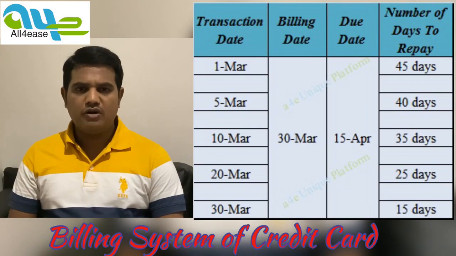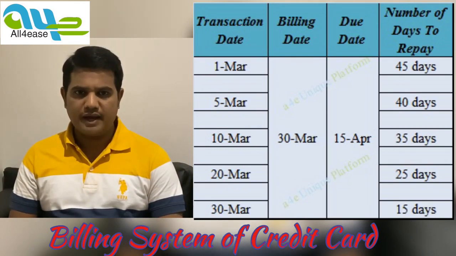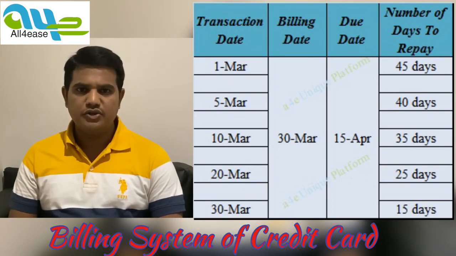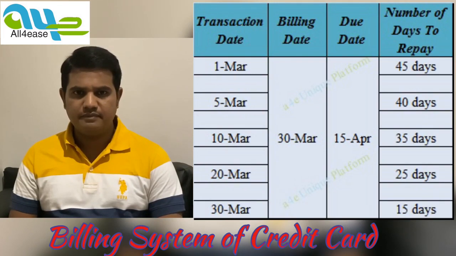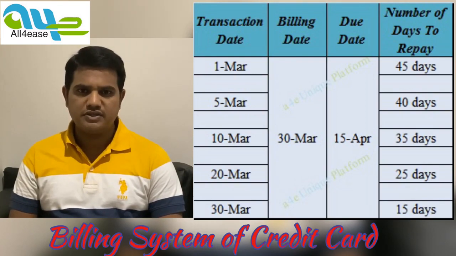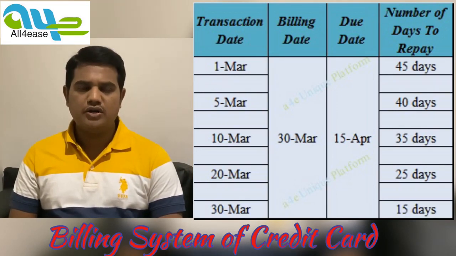Whatever you spent on 5th of March, you will get 40 days of time to pay it back. The same way, whatever is spent on 10th March, you will have 35 days time. Whatever is spent on 20th March, you will have 25 days time, and whatever is spent on 30th of March, you will have 15 days time. So altogether, you will have 15 days of time to pay the total billed amount, whatever has been charged on the bill date.